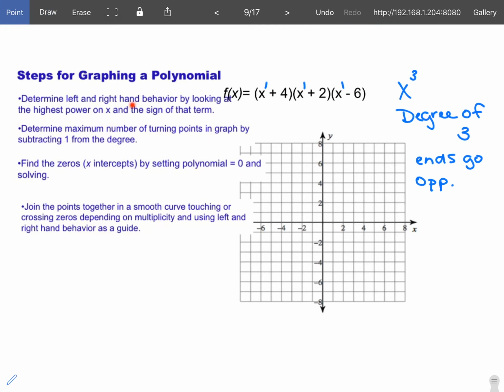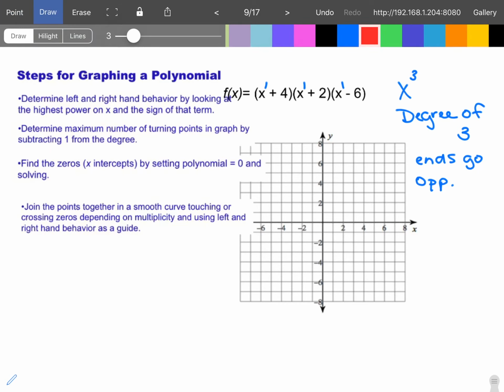The next part says, so we know the right and left end behaviors are going to go in opposite directions. Determine the maximum number of turning points in the graph by subtracting 1 from the degree. So if it has a degree of 3, that means it's going to have how many turns? 2 turns, so that's helpful.